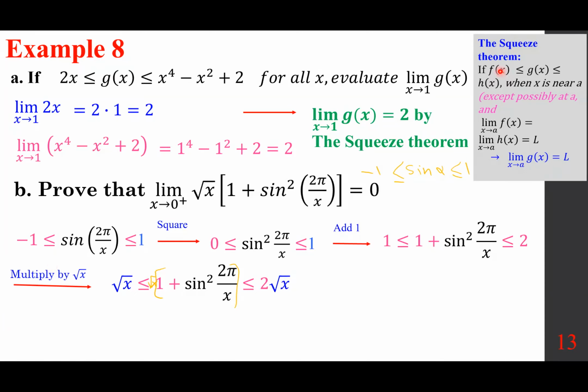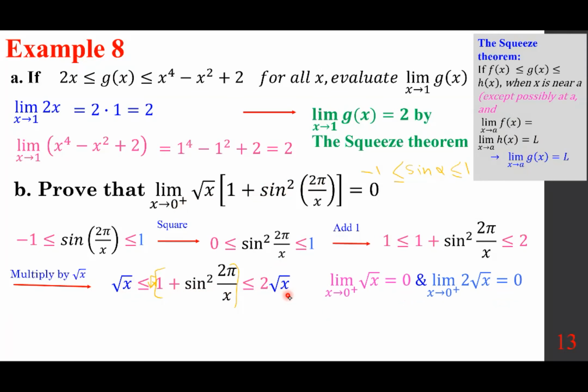If f of x is less than or equal to g of x less than or equal to h of x, and we have a situation like that, then if the limit of the left side and the limit of the right side are the same, then the limit of the middle term is the same also. So let's look at the limit of this one. What do we want? As x approaches 0 from the right, if you take this limit, I hope you realize you get 0. Same thing here.